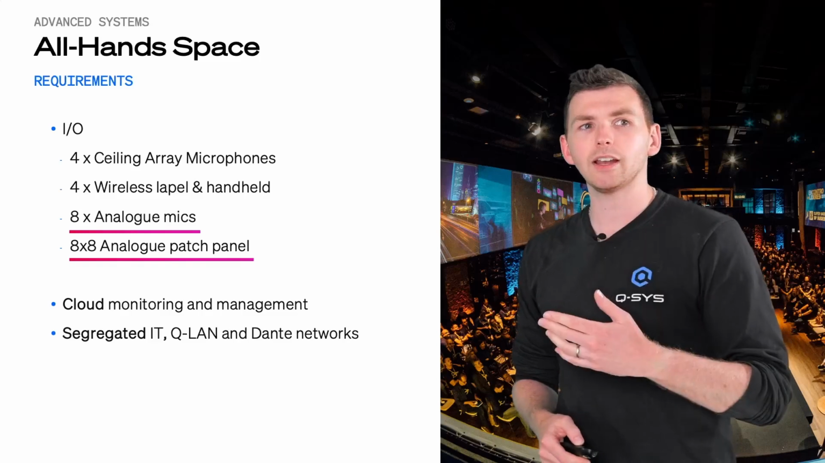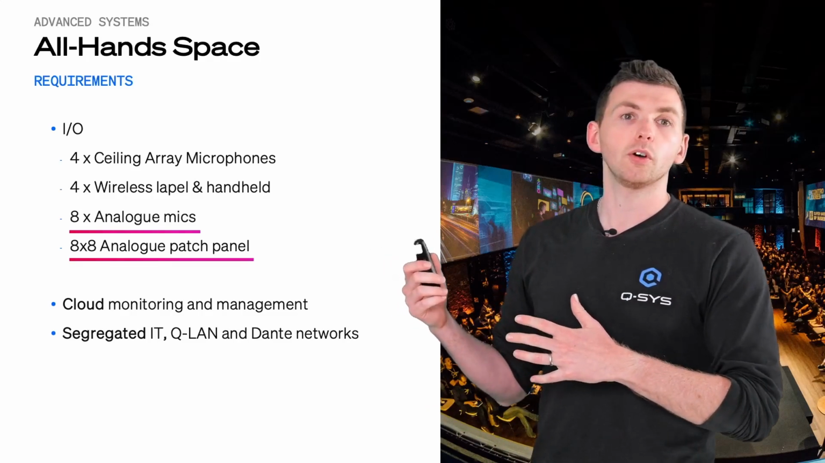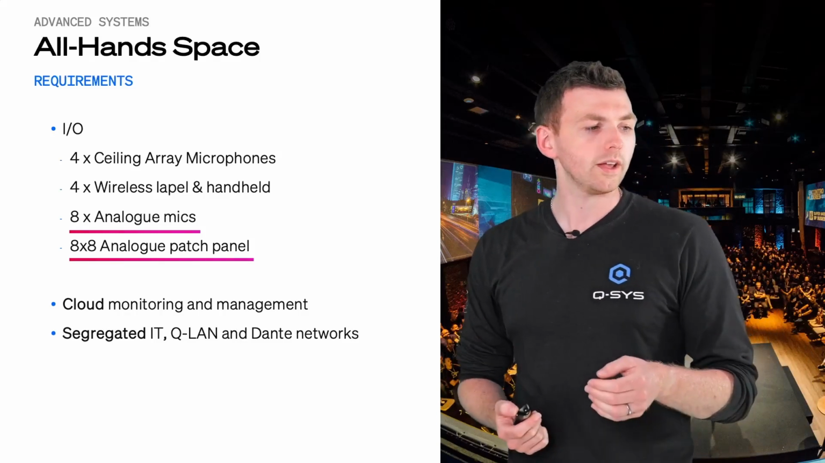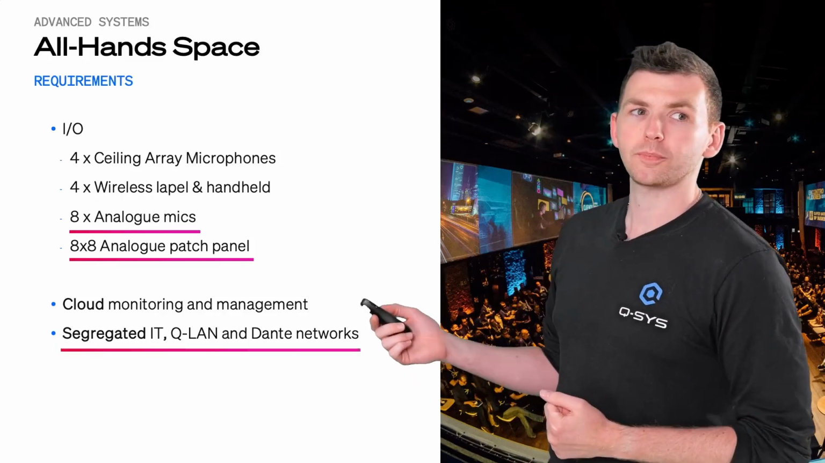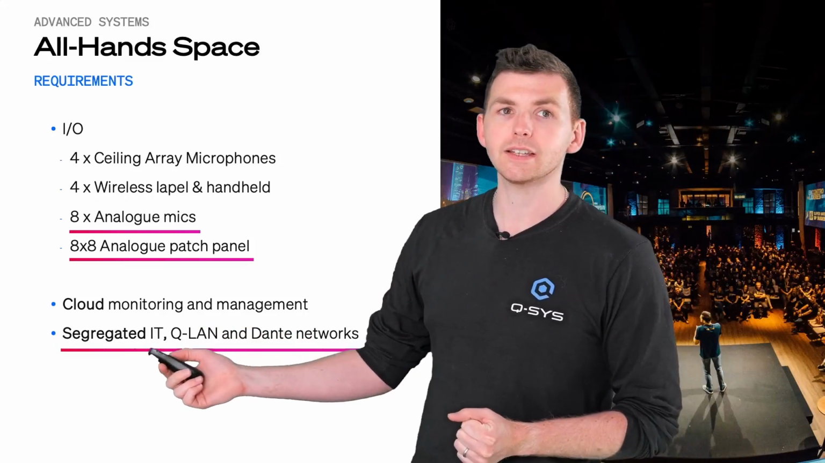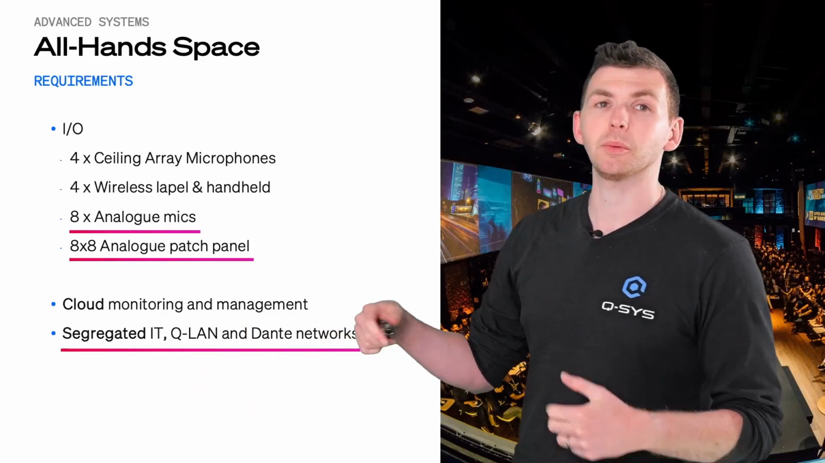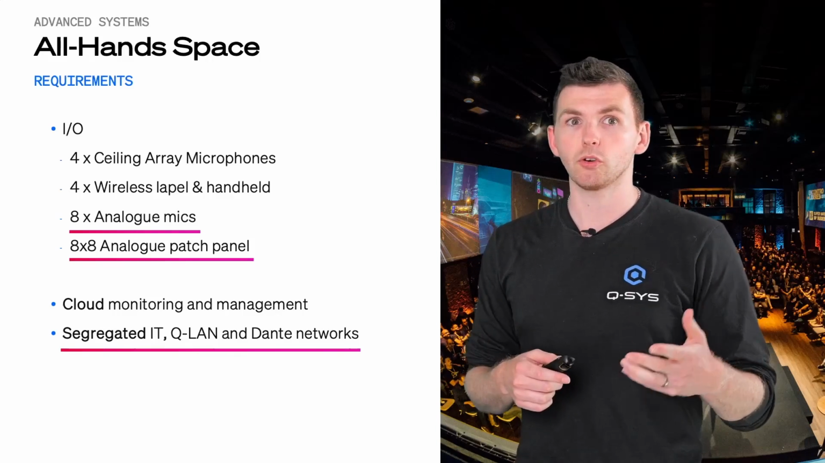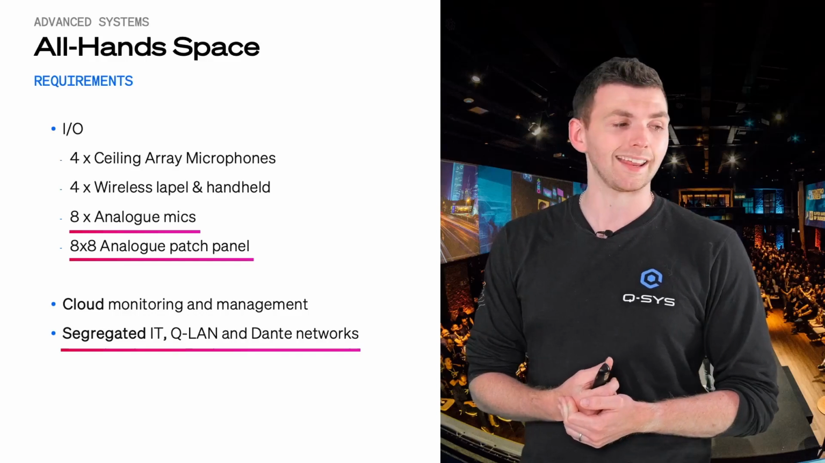Of course, with the analog mics and the analog patch panel, this is going to go way beyond what a Core 8 Flex can do in terms of analog I/O. So we're going to actually look at a core that can handle that. And of course, with this, if we want to have an IT network that's separate from our Q-SYS network and that's separate from our Dante network, we can't really do that with a Core Nano or a Core 8 Flex or an NV in core mode, because they've only got two network ports, LAN A and LAN B.